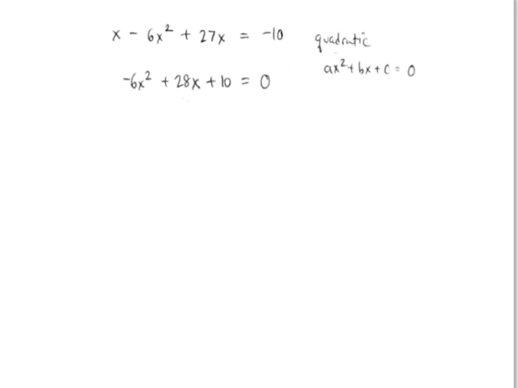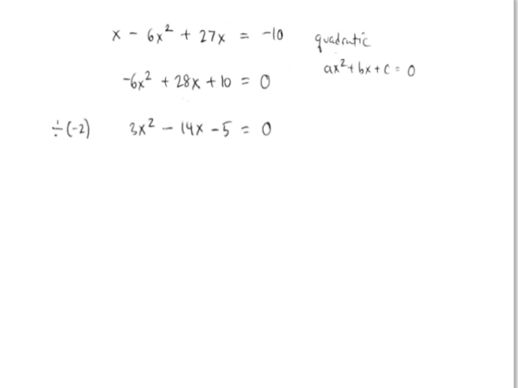We can simplify this by noticing that each term has a common factor of 2, or in this case negative 2, and dividing through by that, including the 0. But 0 divided by negative 2 is itself, it's 0. So we end up with 3x squared minus 14x minus 5 equals 0.